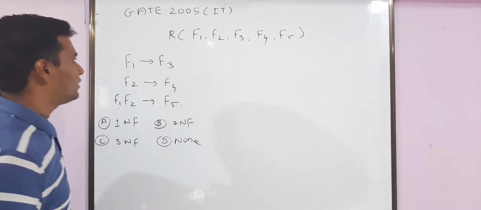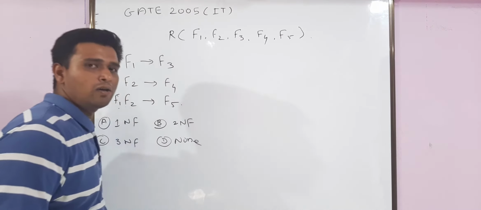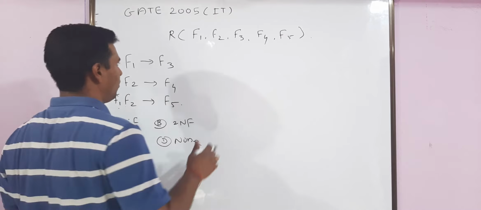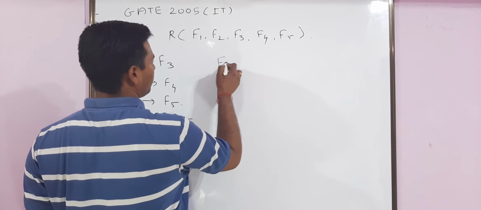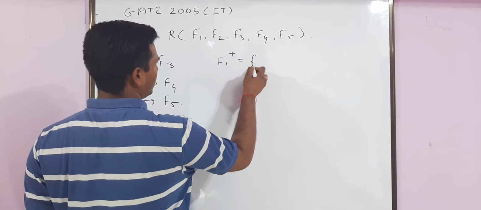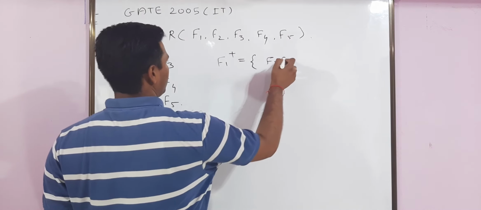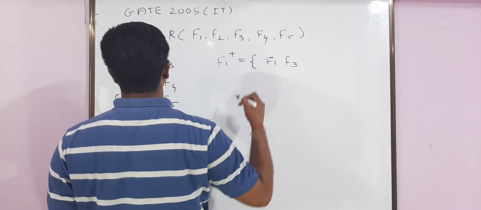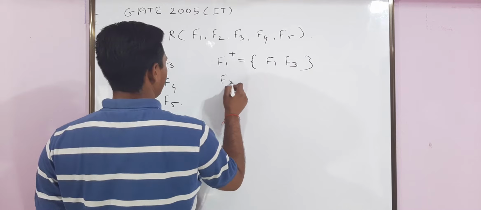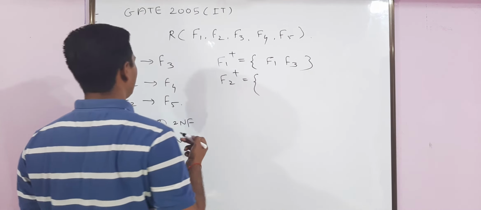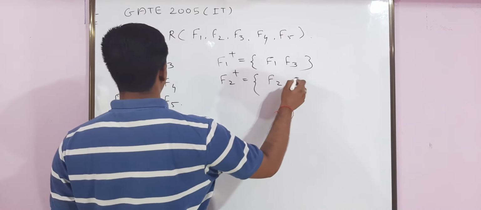First thing we will do is find out the candidate keys for this relation. If we find F1 closure, then what do we get? F1 closure is only F1 and F3. Now we will find F2 closure. F2 closure is F2 and F4.